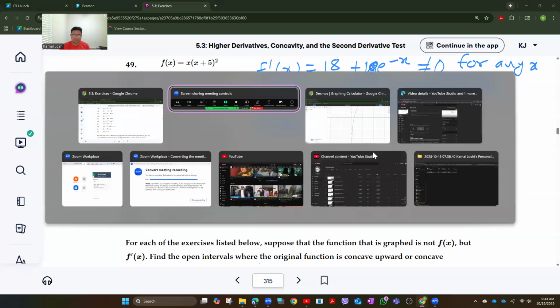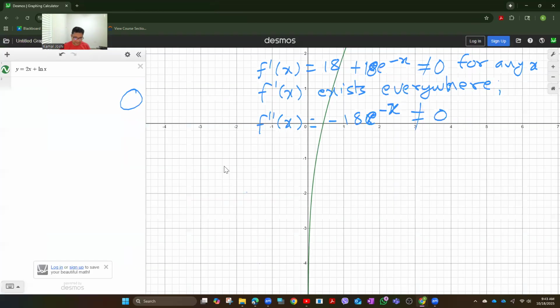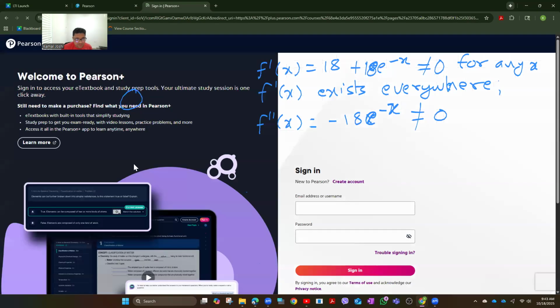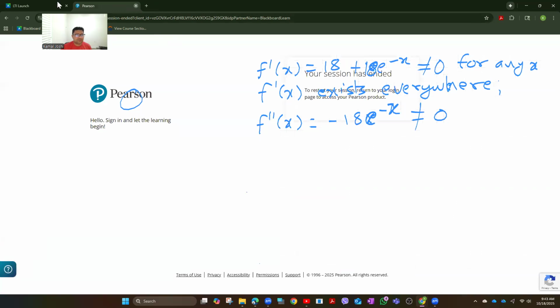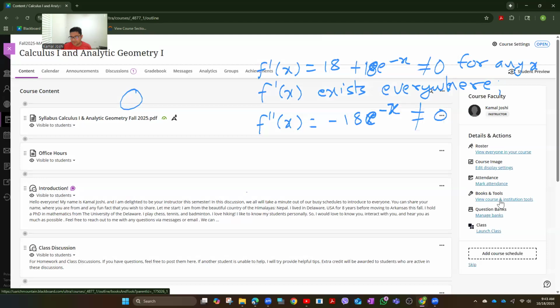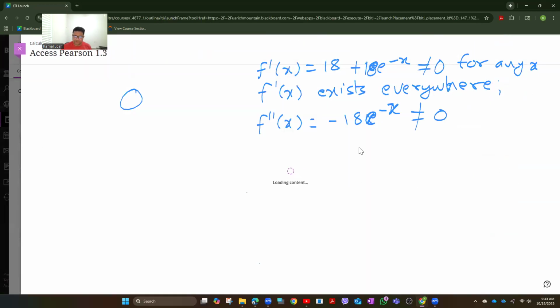Graph. Why am I forgetting that? I show you graphs, right? Let us look at graphs. So that was y equals 18x, plus 18 or minus 18? I just want to be certain about this. Oh my God, this is terrible. They are asking me to sign in again. I'll do that very quickly.